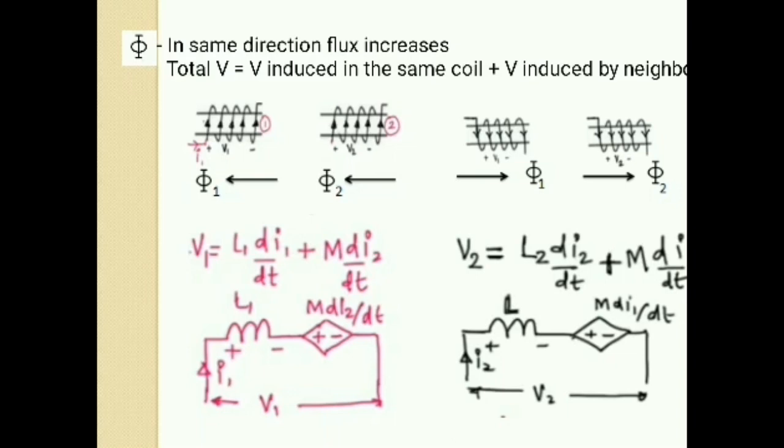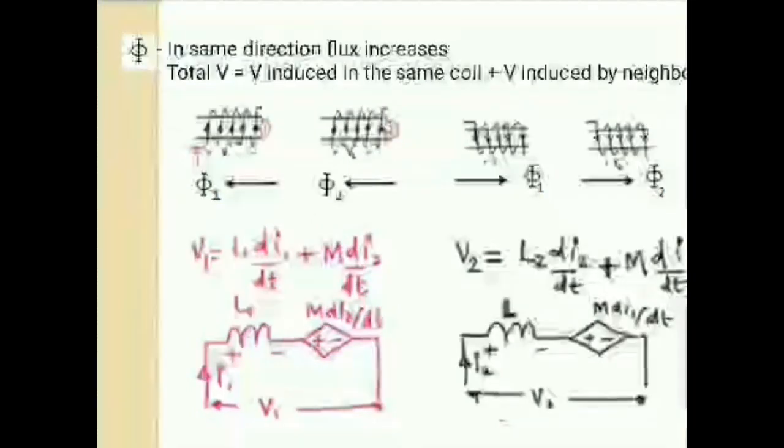The voltage calculated for coil 2 is caused by the self-induced voltage and the mutual induced voltage. So VL2 equals L2, where L2 is the inductance in coil 2, di2 by dt, plus M, the mutual inductance, di1 by dt. In the same manner, we are adding together because the fluxes are in the same direction, so the total flux increases. The total equivalent circuit is shown in the slide.